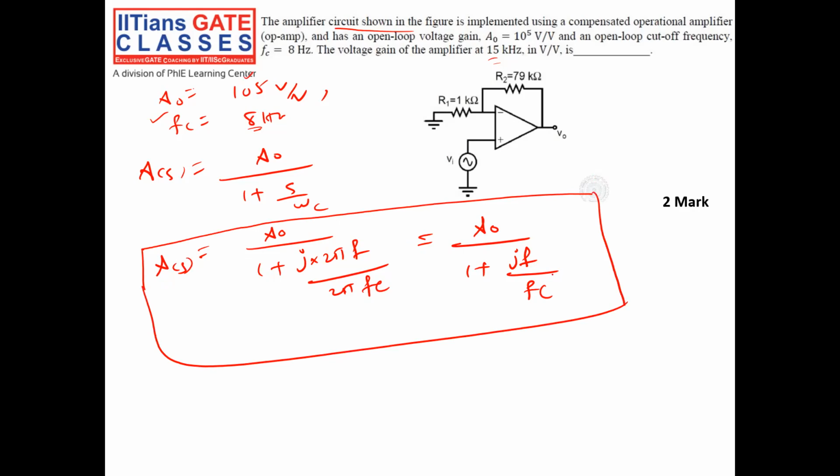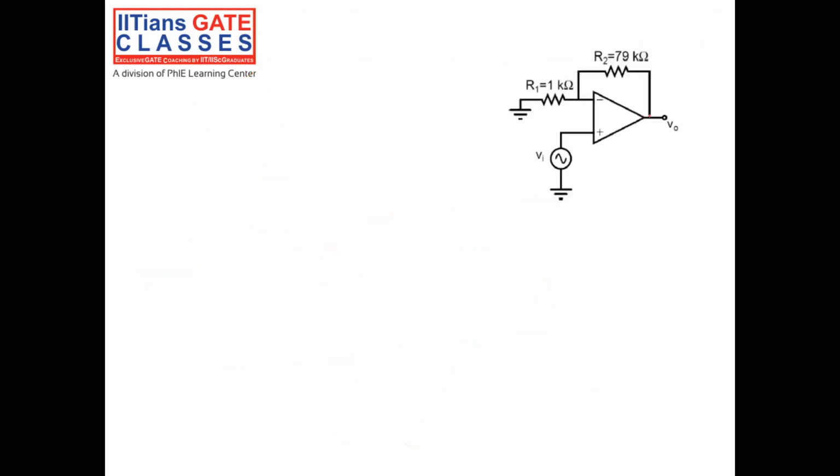In open loop, V output is equal to gain into V positive minus V negative. This is nothing but A(s); in other words, A(s) is equal to V0 by V plus minus V minus. This is my open loop transfer function. So what happens in closed loop? There is a feedback from V output to V negative, and this is my A(s).